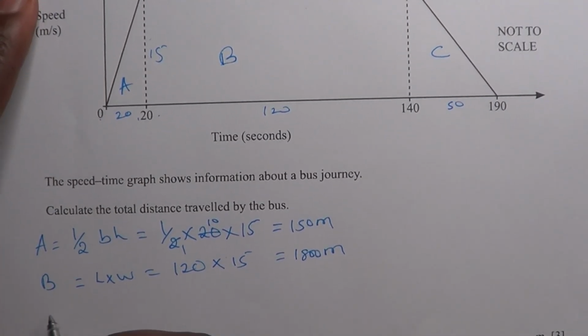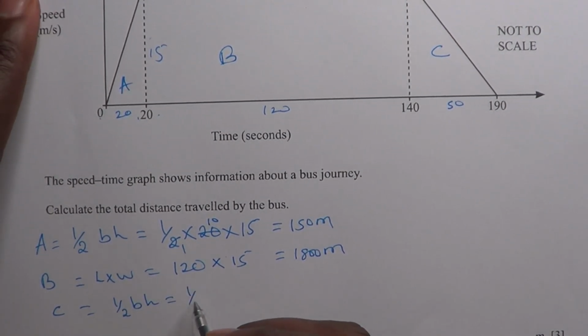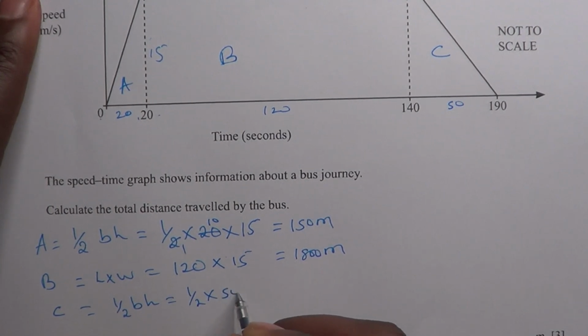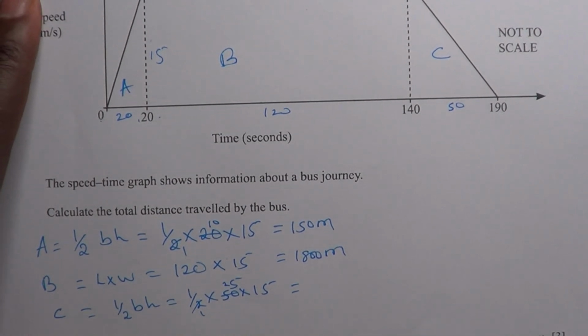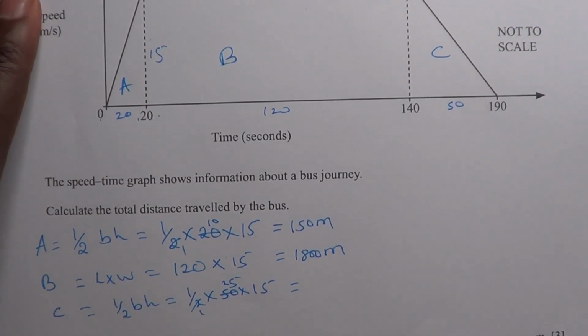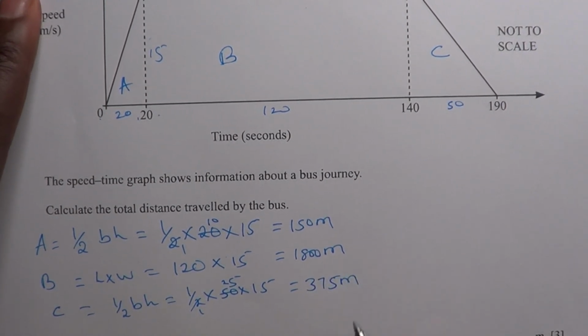Then the last one we have is C, which is again half base times height, which is equal to a half times base, that is 50, times height, that is 15. When you multiply that, it will give you what? 25 times 15, that is 375 meters.